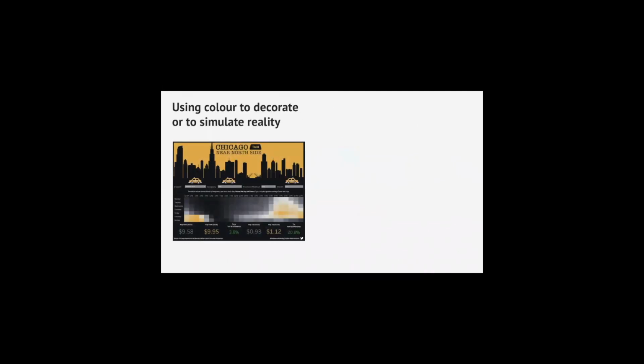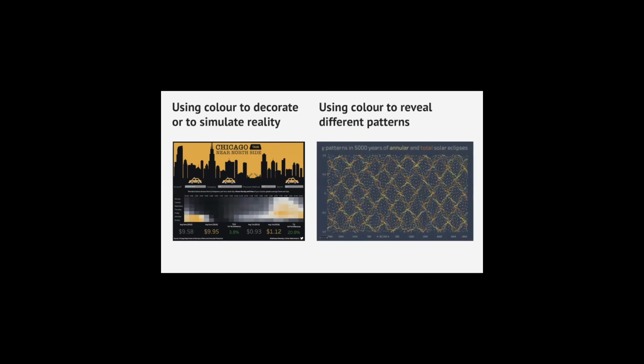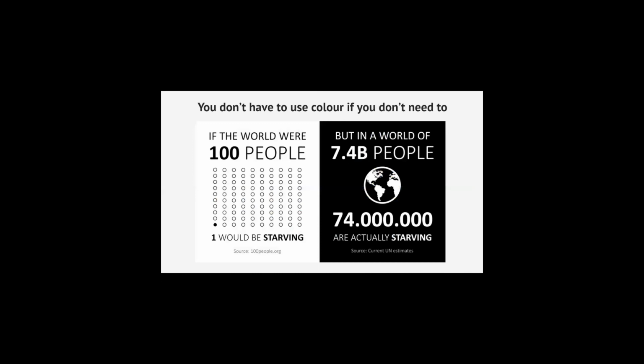So a few more examples. You can use color to decorate or simulate reality, and at least please don't overdo it, as I did in this case with this Makeover Monday creative visualization. Also, you can use color to reveal different patterns, like you can see in this video about annular and total solar eclipses. And finally, you don't have to use color if you don't need to. You can pass your message without color with some powerful black and white visualization, which can pass the meaning that you want to convey to the user.